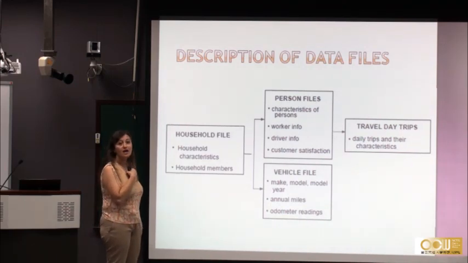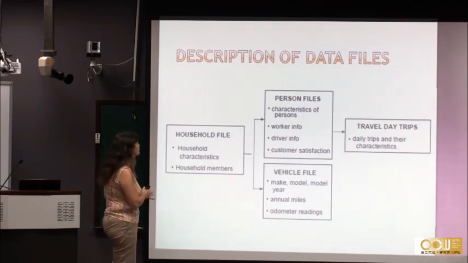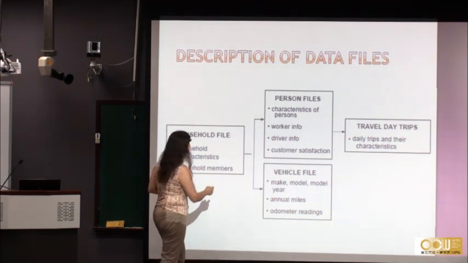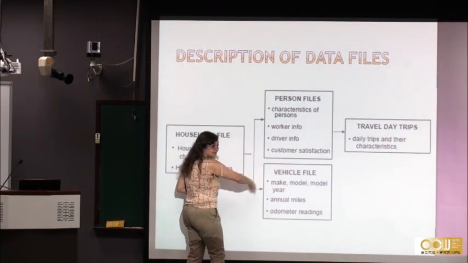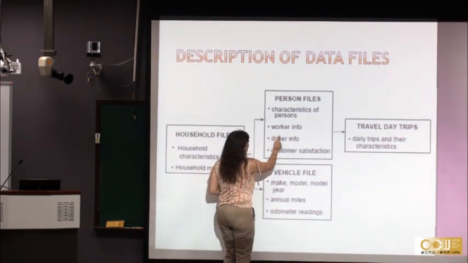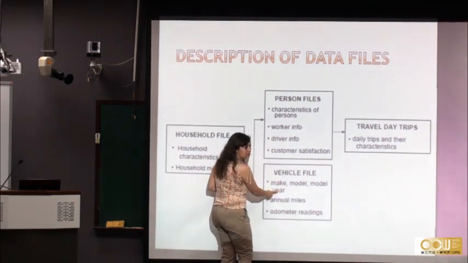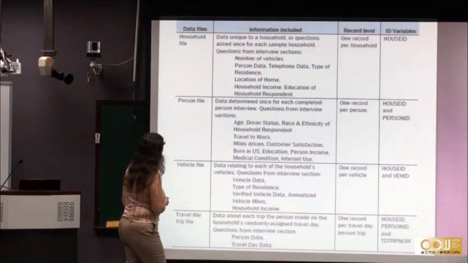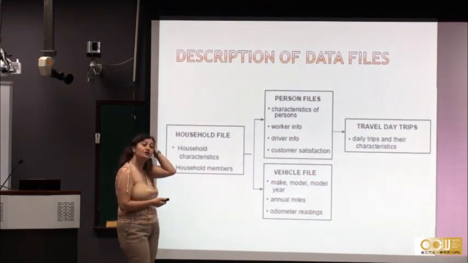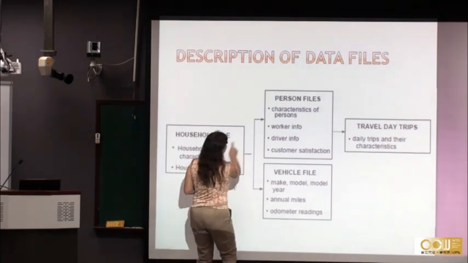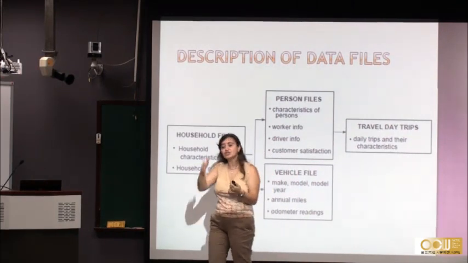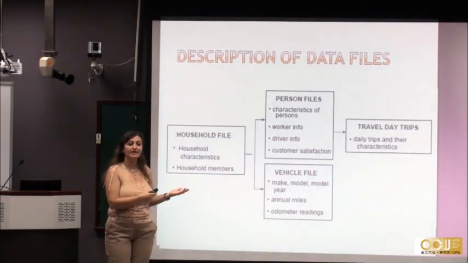For example, for our vehicle ownership model, we use household information, person information, and vehicle information. We don't use trips for now. But if you need to do mode choice or departure time, then what you will use is household, person, and travel day trips, right? So for each type of analysis, you can use the data that you need.